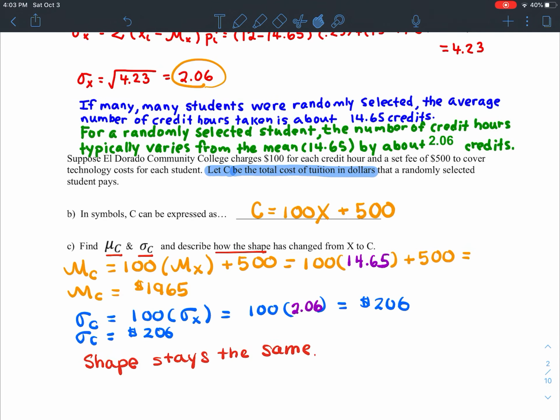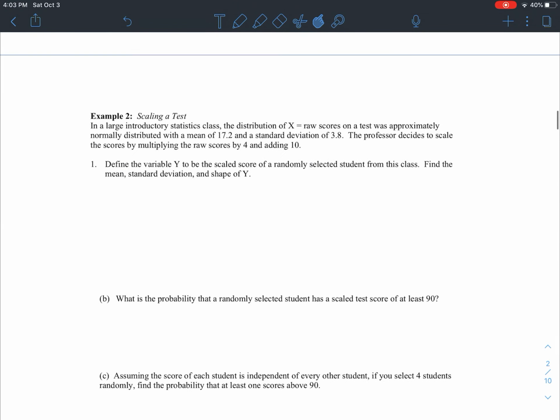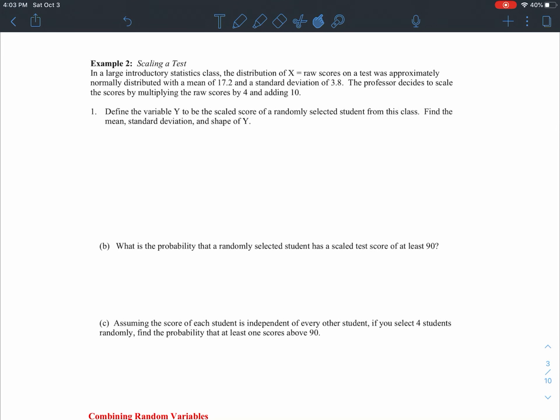Okay, in terms of the shape, I'm just going to make a remark here because it did say to describe the mean, the standard deviation, and how the shape would have changed. I'm going to say that the shape stays the same. Okay, the shape should stay exactly the same. Okay, that's what we mean by transforming a random variable.